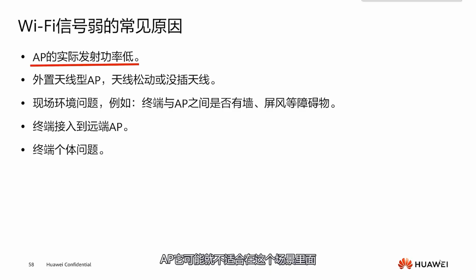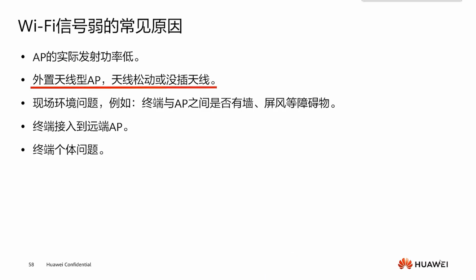First, let's examine if the AP's transmission power is low. If so, the AP may not be suitable for this scenario. Its transmission power is too low. Or there could be a fault causing the low transmission power. Normally, the AP should have a power of 100 milliwatts, that is, a signal strength of 20 decibels.